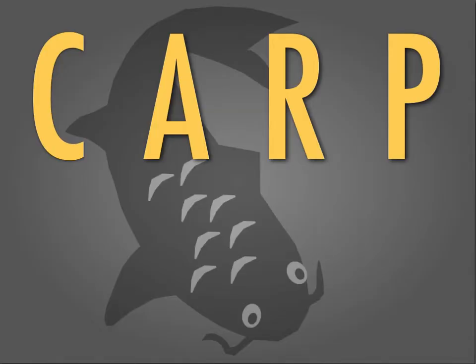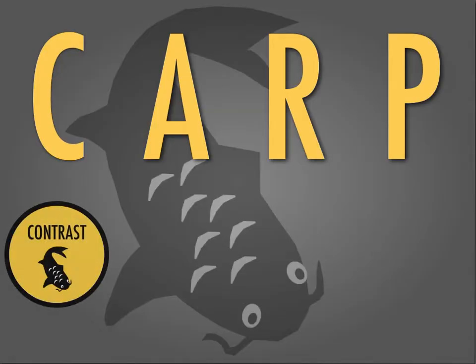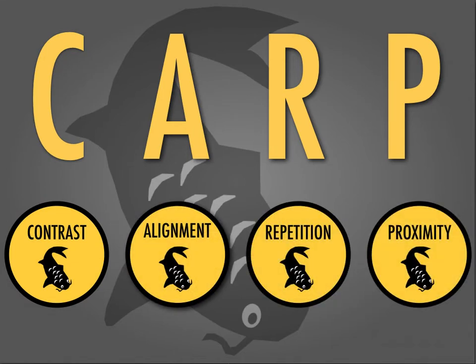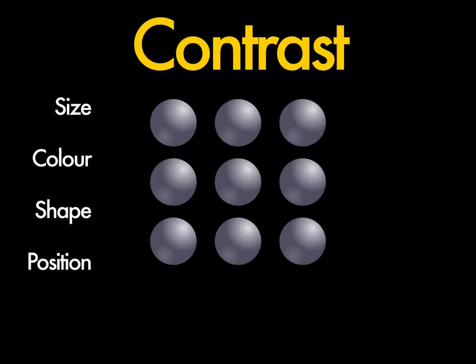So what I want to talk to you about is CARP, which stands for Contrast, Alignment, Repetition, and Proximity. Let's take a look at contrast. So contrast means you can contrast something. You can have something that looks different.